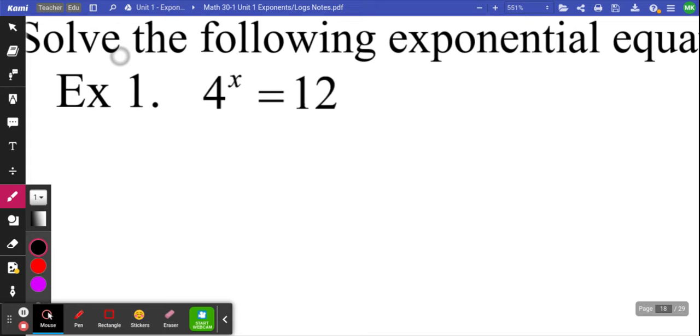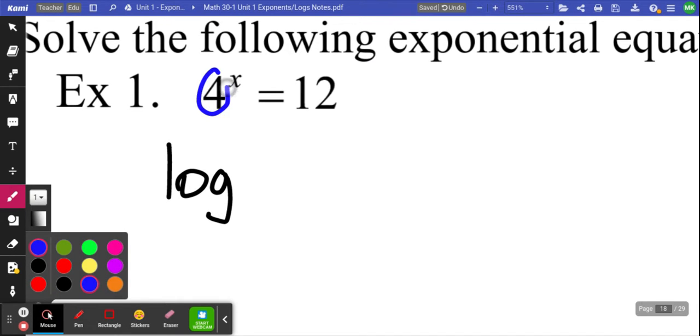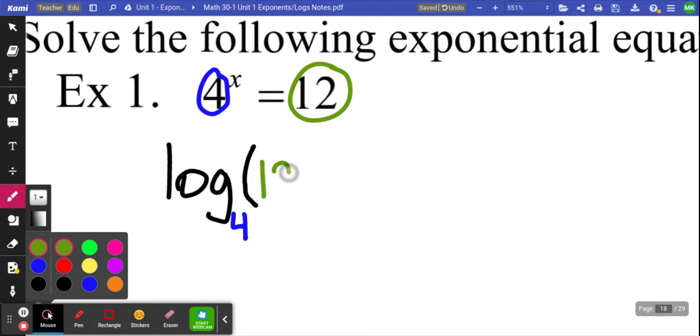This is a more basic question that I think we've actually seen before. If you're solving for an exponent, you convert it to a log. The base of the power becomes the base of the log. The other side of the equal sign goes into the argument. And then the exponent is isolated. You then have log base 4 of 12 equals x.